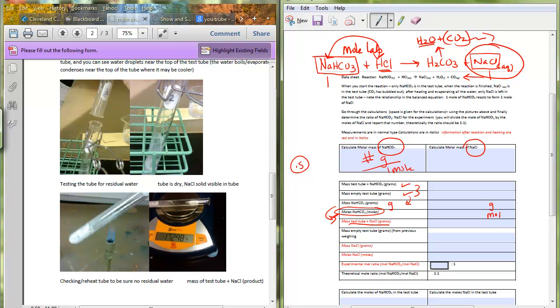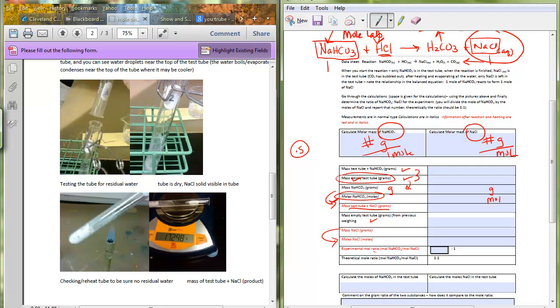You want to subtract out the test tube's mass. Well, you already have that test tube's mass because you've got the empty test tube. So these two pieces of information are the same. This difference now gives you the mass of sodium chloride in grams, which you need to convert to moles, because you have already calculated the number of grams per mole, or the molar mass of sodium chloride. So finally, you're asked for the mole ratio. So you will want to take the moles of sodium chloride and divide them by the moles of sodium bicarbonate. And this will give you your theoretical ratio. Whatever you get for this division will go in this box right here.